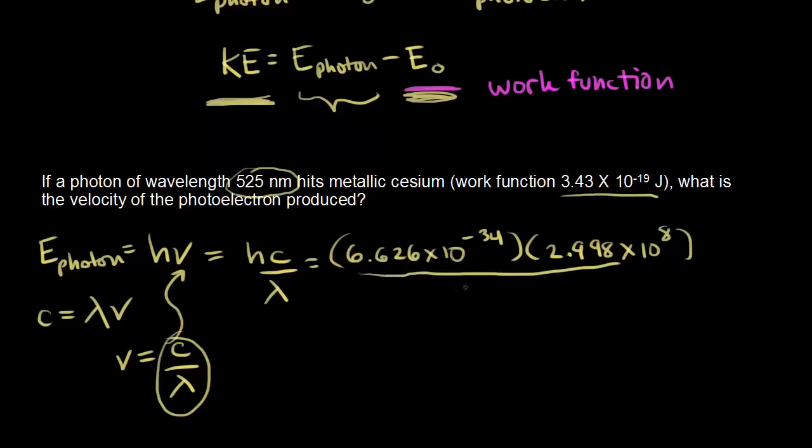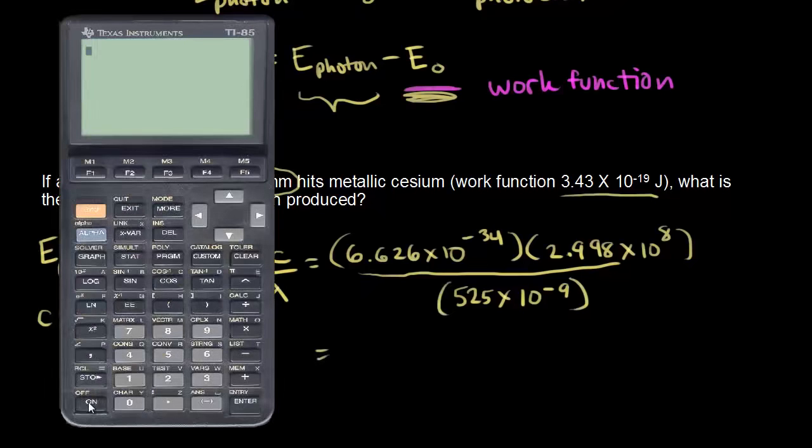That's 525 nanometers, so 525 times 10 to the negative 9th meters. All right, so let's get out our calculator and calculate the energy of the photon here. So let's go ahead and do that math. So we have 6.626 times 10 to the negative 34. And we're going to multiply that number by the speed of light, 2.998 times 10 to the 8th.